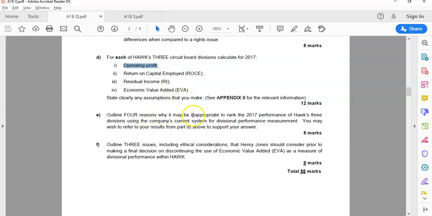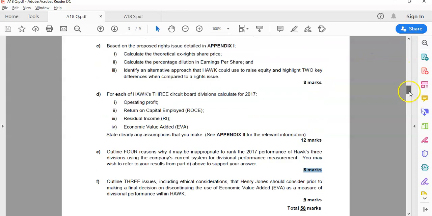Then outline 4 reasons why it may be inappropriate to rank the performance using the current system. And again, you may wish to refer to part D, i.e. that's telling you to refer to part D in your answer. And then outline 3 issues. So 4 reasons would be 4 by 2 marks is 8. 3 issues, including ethical considerations, that Henry should consider before making a final decision to discontinue EVA. 3 3s are 9. So think of the marking scheme as well. No point giving 2 spectacular answers. The most you'll get there are 6 marks. Have to give 3 specific issues.